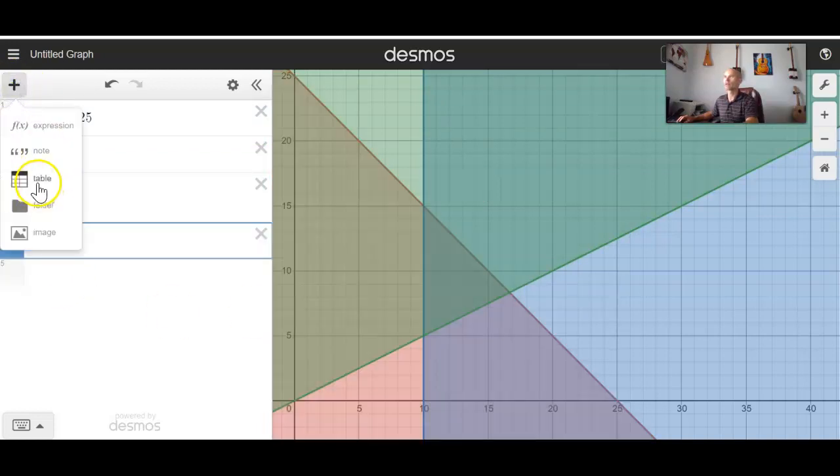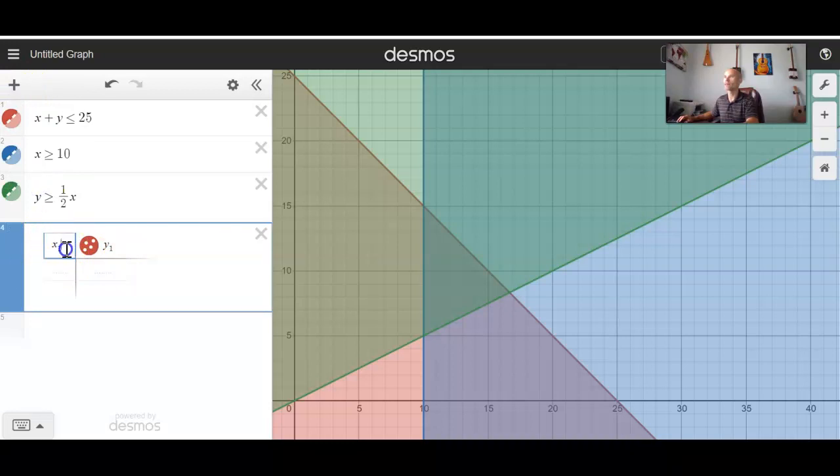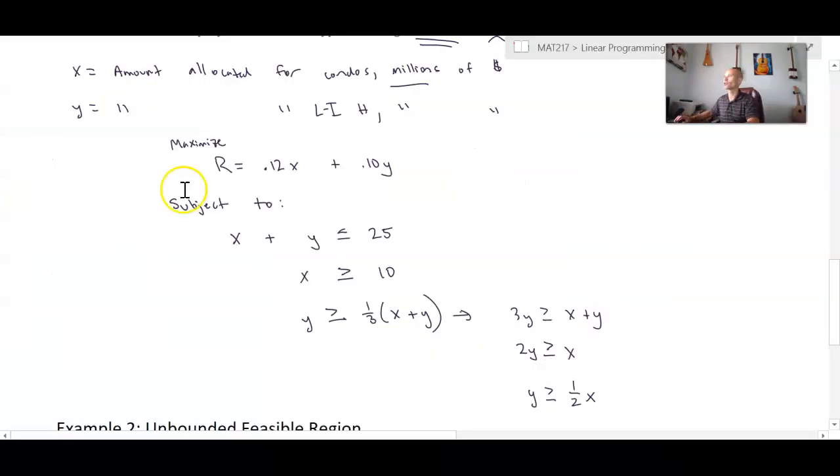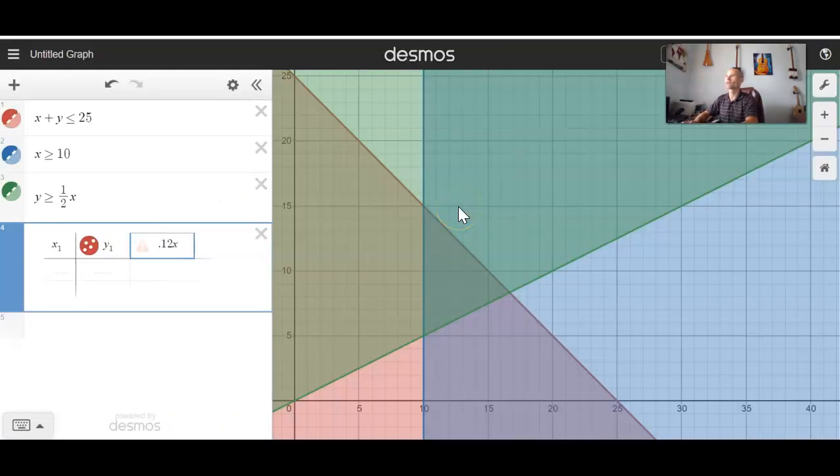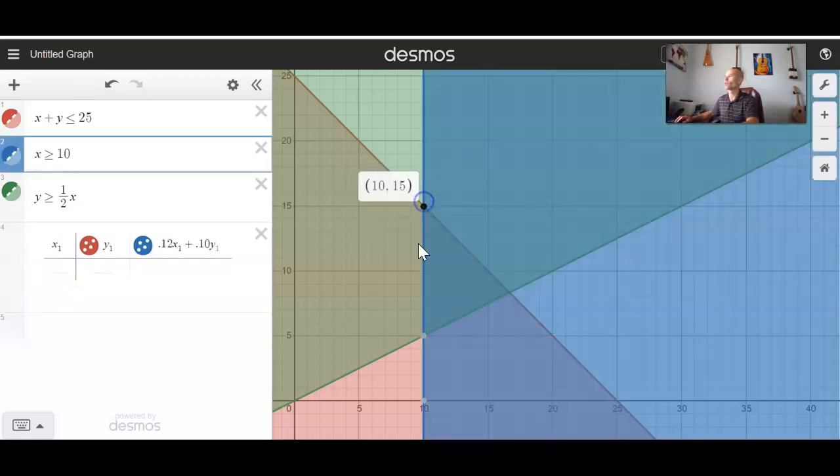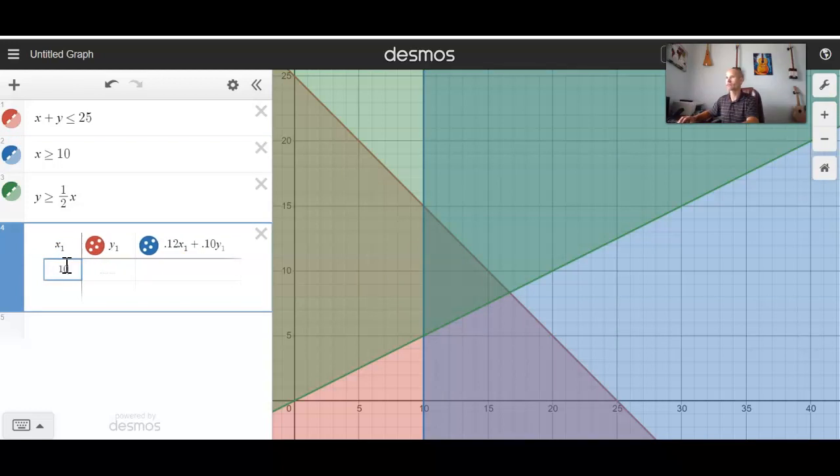And what we want to do now is insert a table, and in this table, the columns are called x1 and y1. And in here we will put our objective function, which is 12% of x plus 10% of y. So 12% of x1 plus 10% of y1. And now we can put in those corner points. So that's 10, 15. And then we don't want to graph that portion, but we see that that's going to result in a return of $2.7 million.